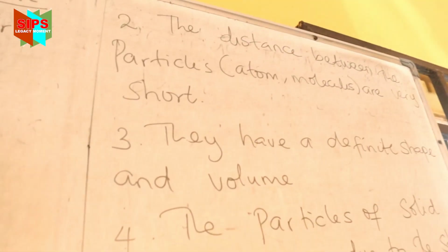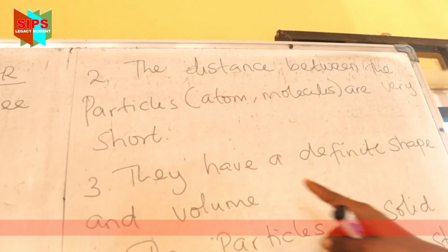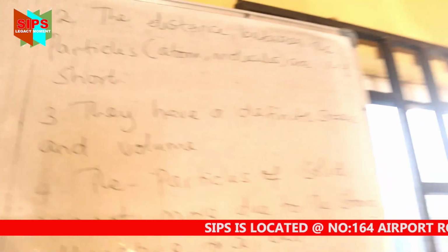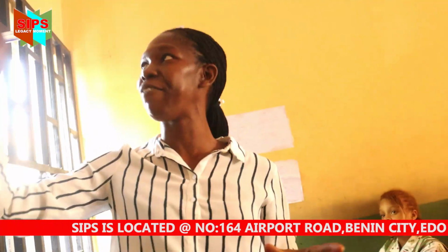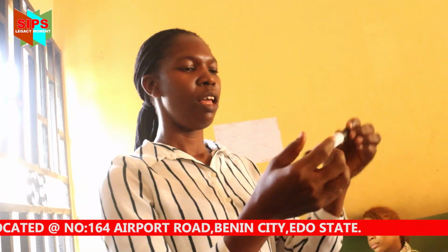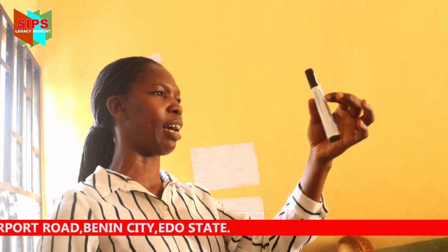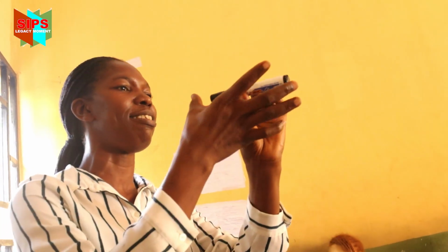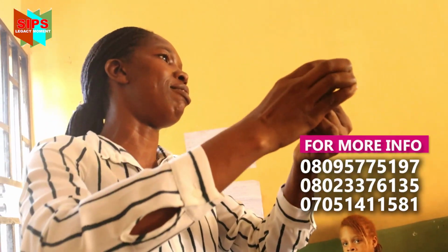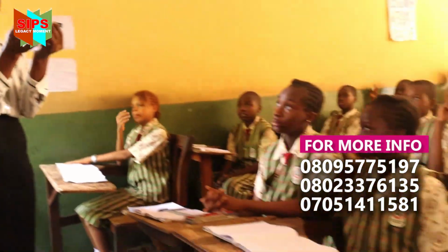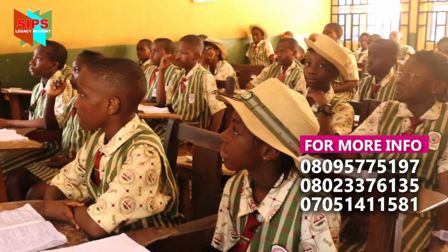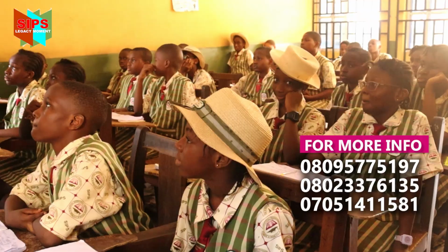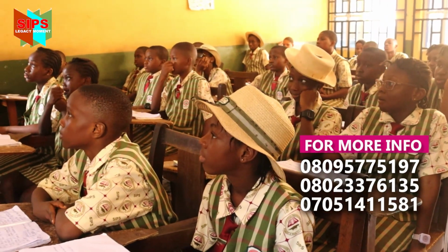Now, because of this force, they have a definite shape and a definite volume. All true solids have a definite shape. If you look at this marker, what's the shape of this marker? Cylinder. It's cylindrical. Now, this marker can exist in this shape. Even if I try to compress it, the shape remains. That's because the force holding the atoms of this marker is very strong. So solids have what? Definite shape and a definite volume.